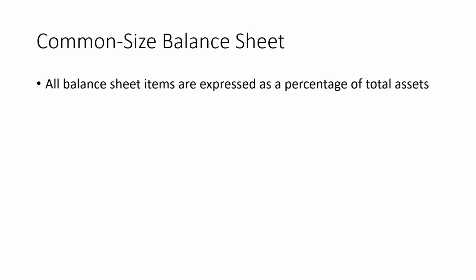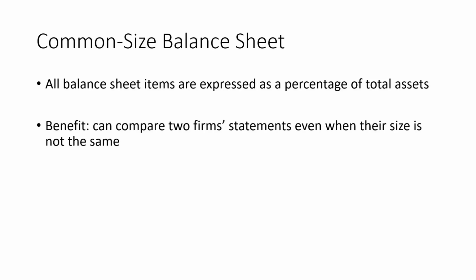Next, we move on to what's called a common size balance sheet. In the common size balance sheet, all the balance sheet items are maintained as a percentage of the total assets, or the size of the balance sheet. The benefit is that we can compare a larger organization with a smaller organization in terms of their efficiency and the structure in general of what kind of sources of assets and liabilities they have.